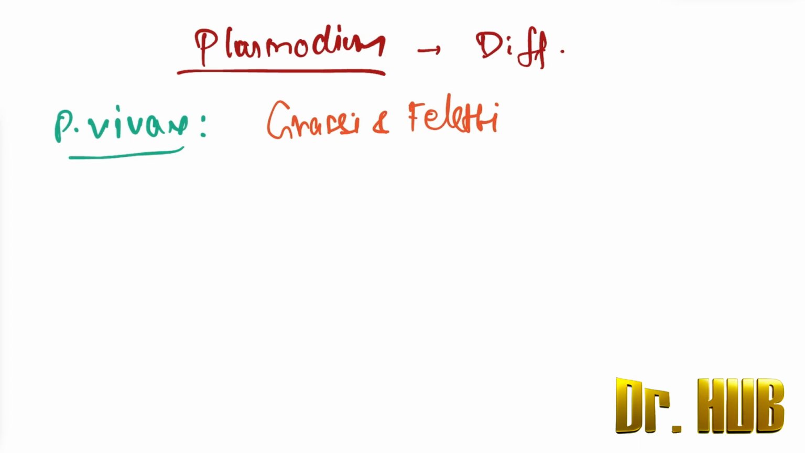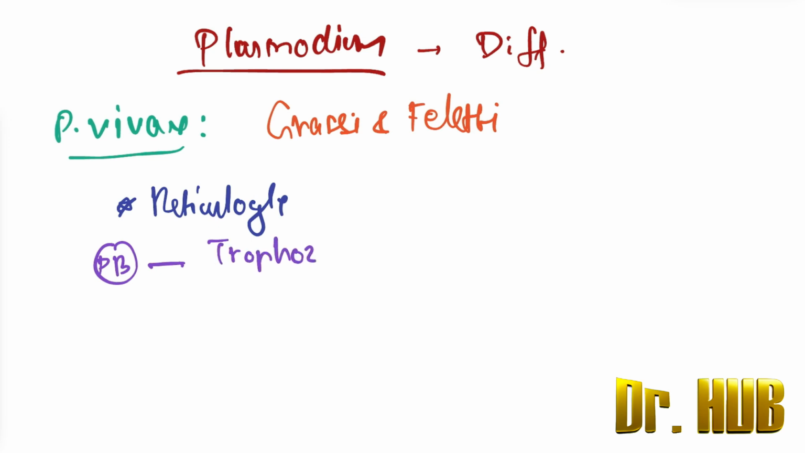So what is the erythrocyte preference? It is going to be associated with the reticulocyte. And what are the stages in the peripheral blood? The peripheral blood stages include the presence of the trophozoites. There is also presence of the schizonts and the gametocytes.